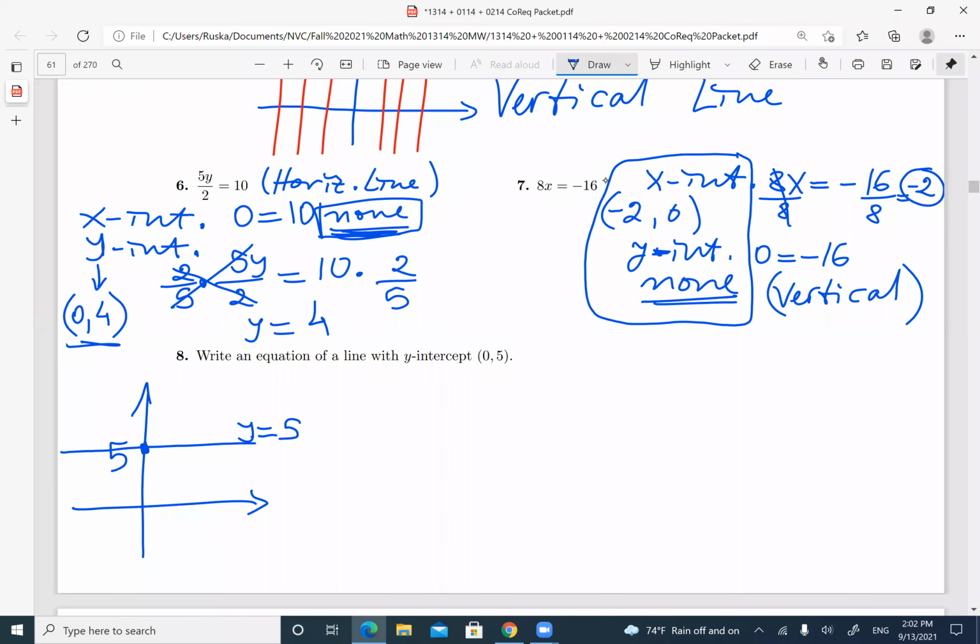I can give you another one. You can have it like, for example, another equation could be y equals 3x plus 5.